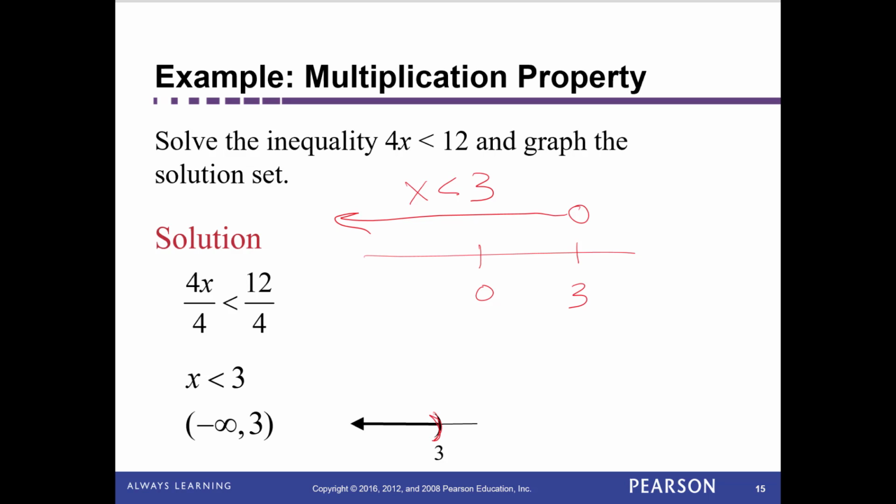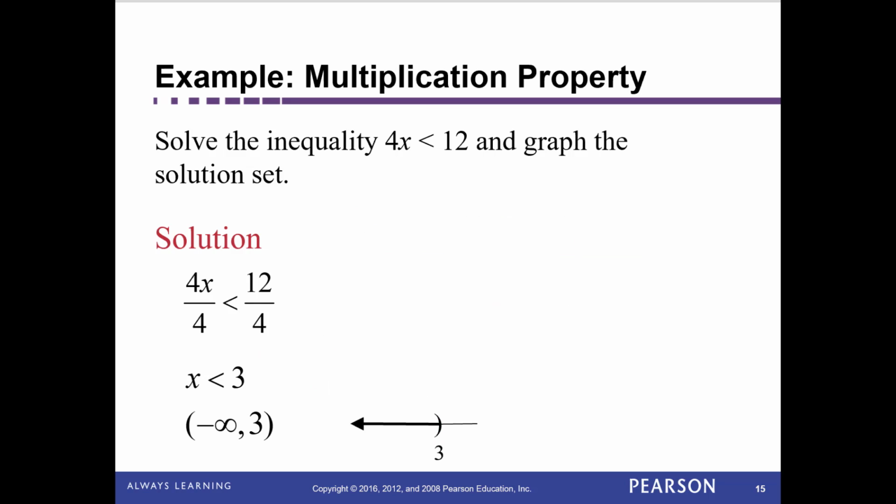And their number line has the parenthesis on it. If I'm putting this in interval notation, everything from negative infinity all the way up to 3 is going to be included in my interval that would make that statement true.